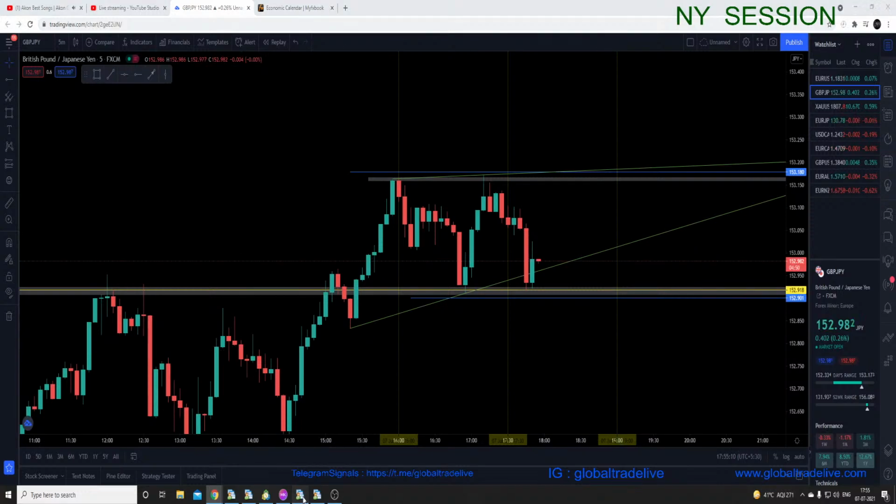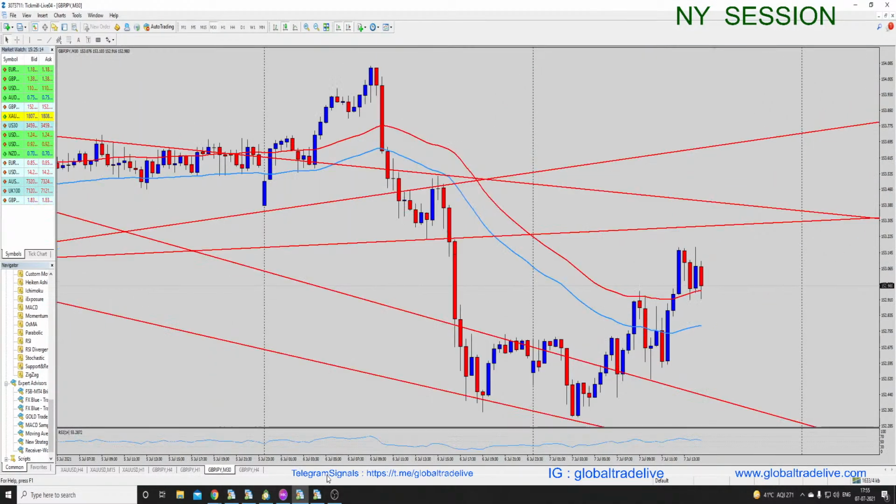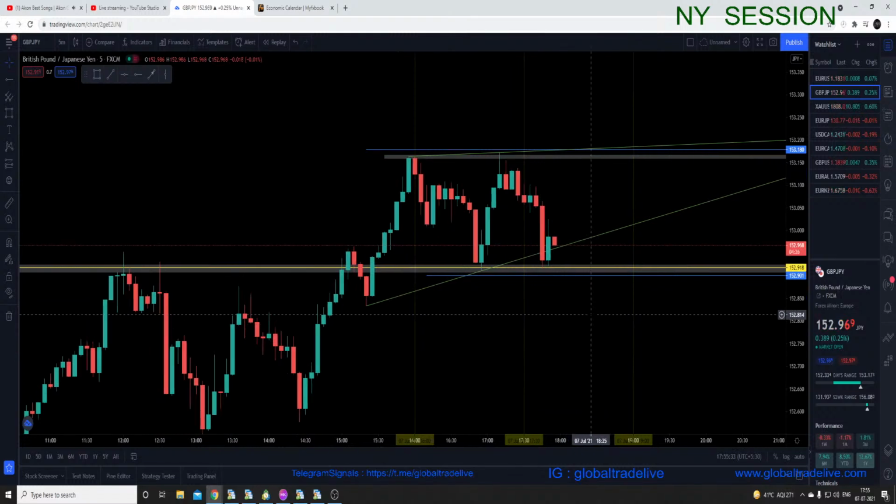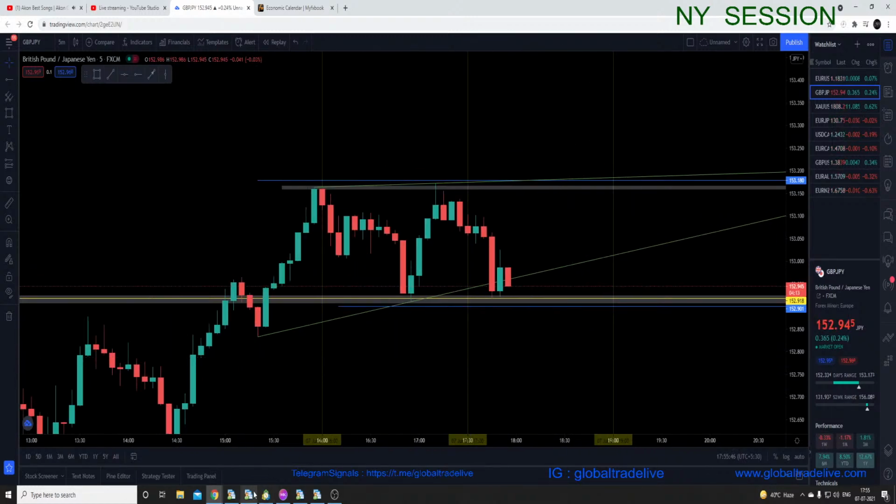So let's see, 30-minute candle. 30-minute candle will be closing like this. Really a messed up thing over here happening. Maybe it's getting ready to just fall down. That's why some choppiness is there in the market right now. Oh, it's coming down here.